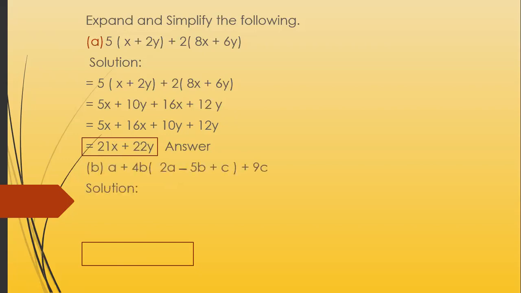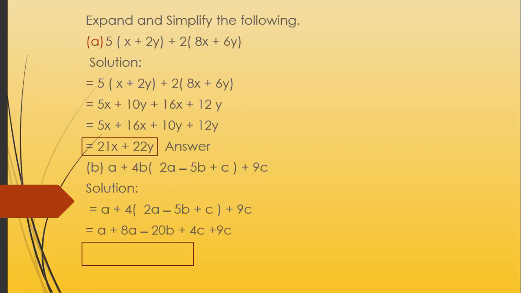Now the next question is a plus 4 bracket 2a minus 5b plus c bracket close plus 9c. Again you have to write solution first and copy the question. Here in this question we have 4 multiplied by whole bracket, whereas we have one variable before this and one term after this whole bracket and 4, right? So first of all, you all know we have to solve bracket. So in next step, we will multiply this 4 by the whole bracket.